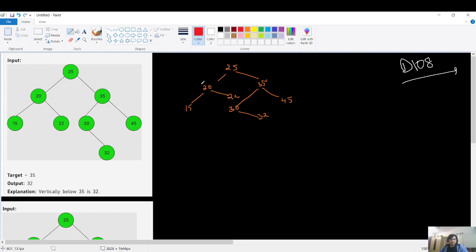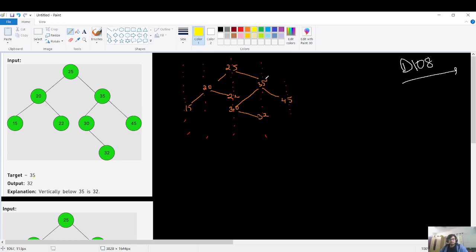So what I'm seeing is that this is my first vertical level, this is my second vertical level, this is my third vertical level where three nodes are there, and this is my fourth vertical level, and this is my fifth vertical level. So it is saying to search for a node with target 35.